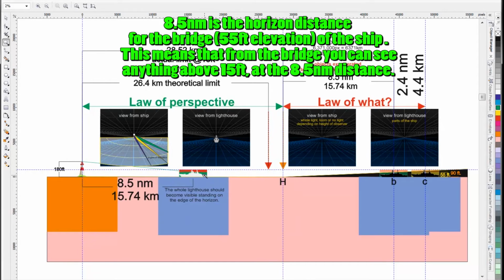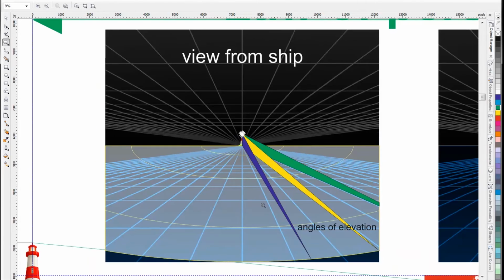Now if the ship progresses and comes closer to the lighthouse, say at 8.5 nautical miles, what's the view from the ship going to be like? It's going to be something like this. You should be able to see the whole lighthouse and its light coming up from an elevated position, and you can easily measure an elevation angle to that light. You can take your sextant and measure the angle, which should be positive.